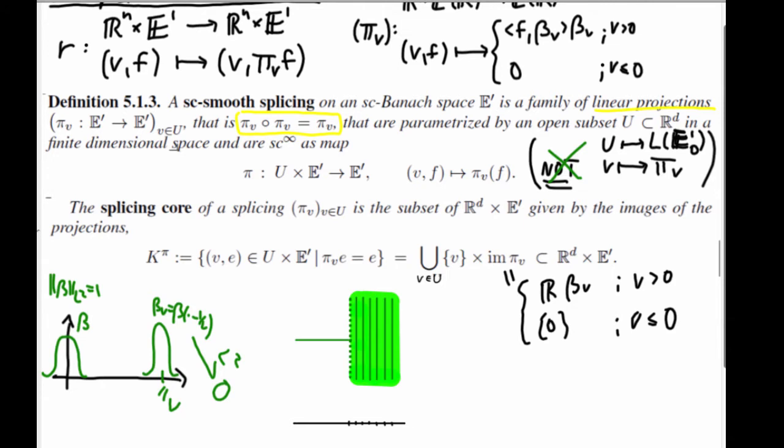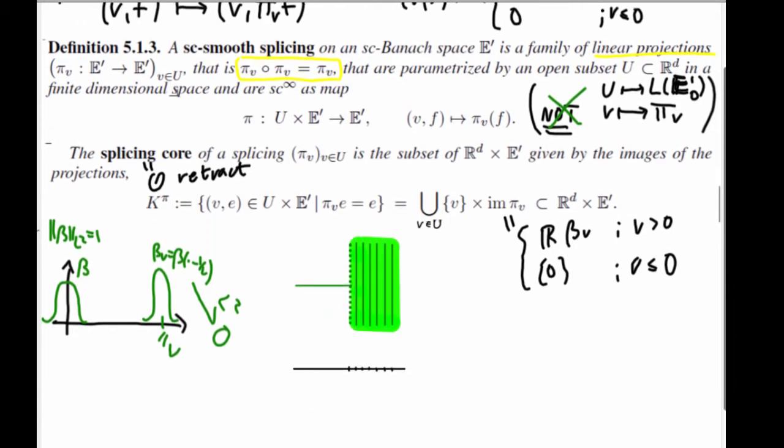Right, so what I didn't say, once you have a splicing, that's like your retract. So the splicing is this family. Pi v makes this retract by fiber-wise projection. And then the splicing core simply is the retract which you get from the pairs of points that are in the image. So I like to think of it as this sort of fibration of the images of my family of projections. And that's what I'm depicting here.